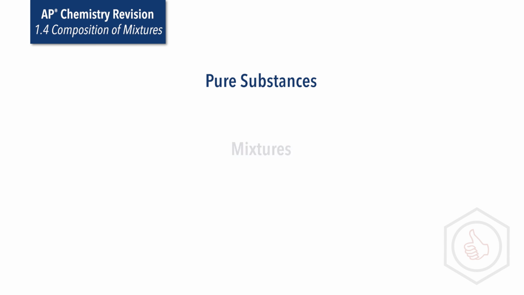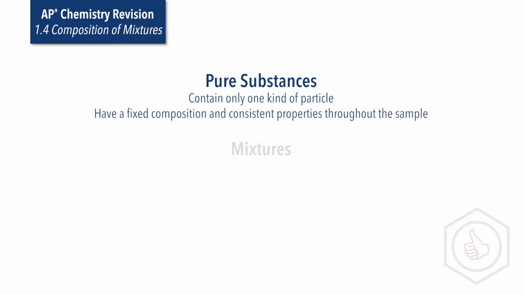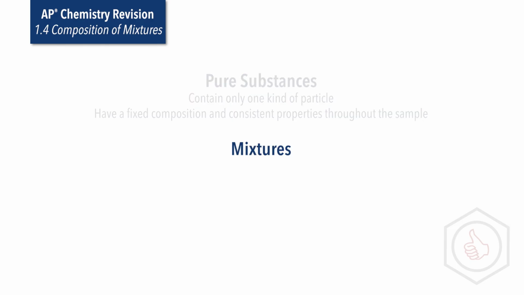A pure substance contains only one type of particle, be it atoms, molecules, or formula units. Pure substances have a fixed composition and consistent properties throughout the sample because they contain only one kind of particle. A mixture contains 2 or more substances physically combined together. These substances may be elements, compounds, or both. However, they aren't chemically bonded together, they're only physically combined.